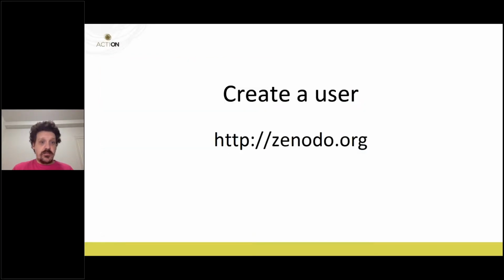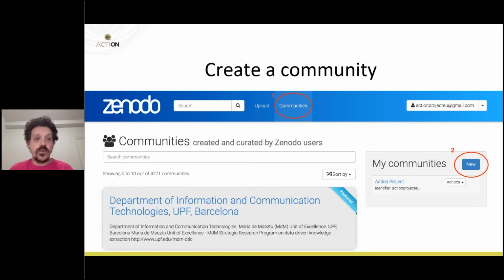Next step, you have to create a user in the Zenodo platform. This is the URL of Zenodo. You can go there, click on the sign up button, and create a user. Once the user is created, you will have to create a community. It's very easy. You first click on the Communities menu, and later click on New. You will have to fill in a form with a title of the community, a description of the community, and some other fields.